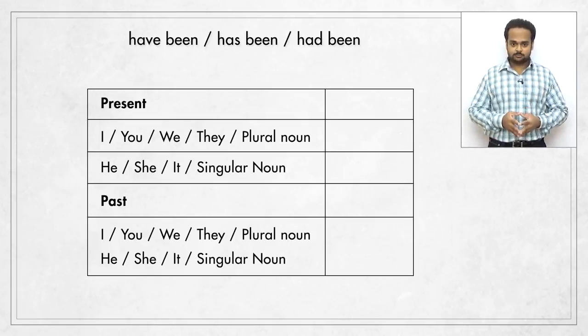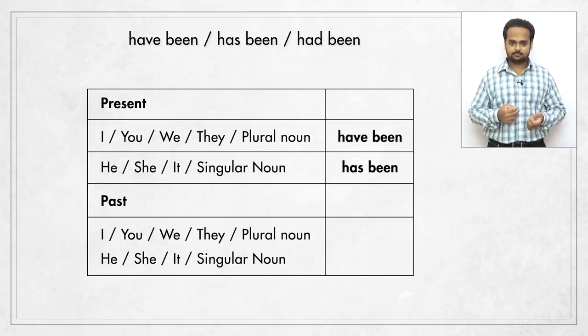Okay, let me test you. What do we use with he, she, it, or a singular noun in the present? We use has been. What about with I, you, we, they, or plural nouns? We use have been. And in the past tense, we use had been for all subjects.